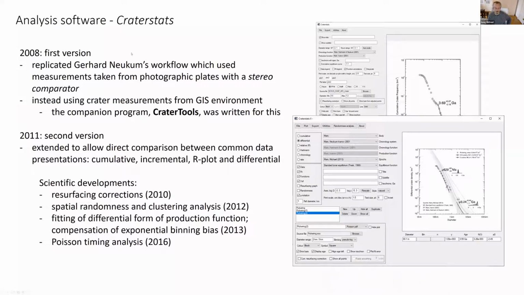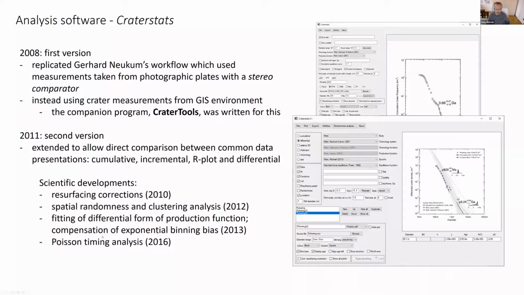Then there have been several scientific developments that have gone on in the time in between as well, and these have been gradually incorporated into the software. Especially looking at resurfacing, that's been a topic of great interest over the last few years. Also some work on ensuring that crater populations are spatially random, because this is another way of testing for a primary population and distinguishing it from a secondary population.